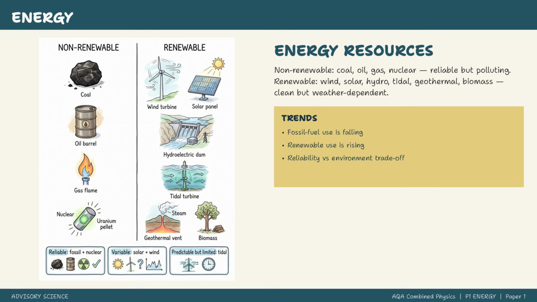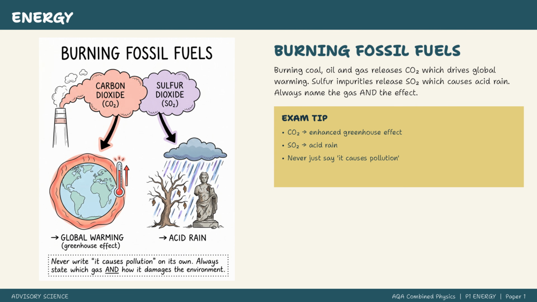Non-renewable resources like coal, oil, gas, and nuclear fuel will eventually run out because they can't be replenished as fast as they're consumed. They are, however, highly reliable because they burn on demand. But burning fossil fuels releases carbon dioxide, which drives global warming, and sulfur dioxide, which causes acid rain.